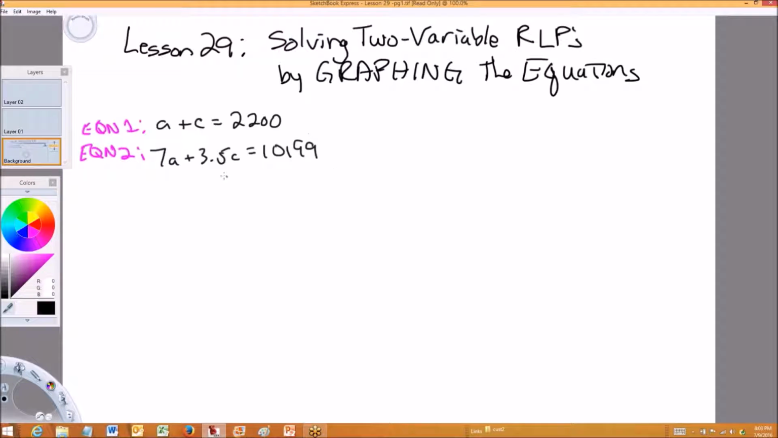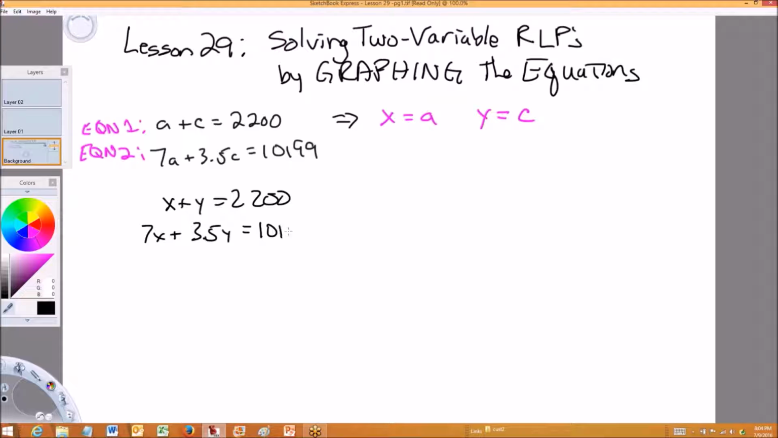Okay, now when we graph our linear equations, it's actually better to convert our variables to x and y values. So I'm going to go ahead and just assign x equals A and y equals C, and then rewrite these equations. Okay, and here are the new equations with the x and y variables, and we do this because whenever we graph, we almost always use the x-axis and the y-axis.